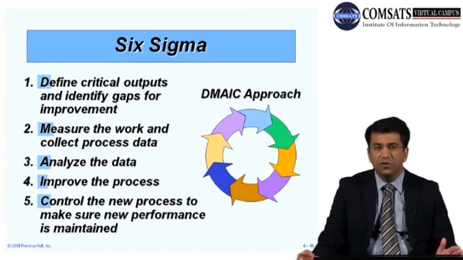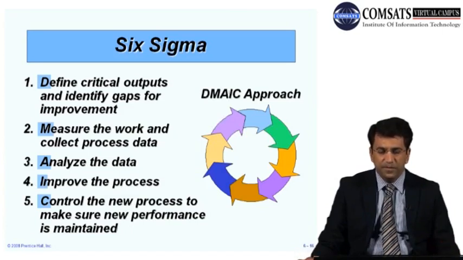We have already talked about controlling. In controlling, most importantly, we have to find out the difference between what is actually being done and what is actually required, and then we take corrective action in order to improve for the future. So this is the concept of the DMAIC approach.